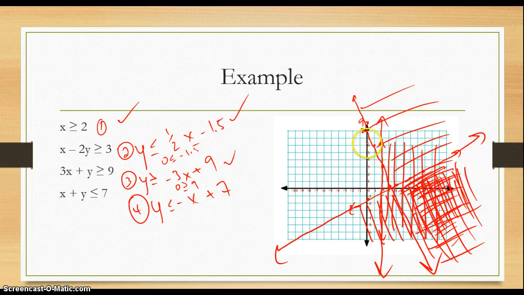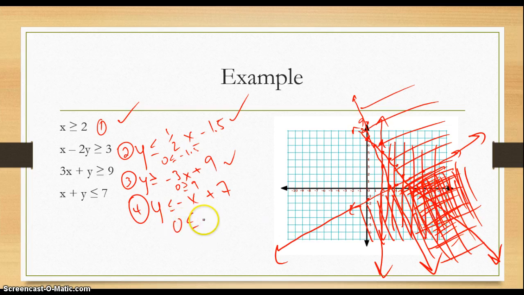Start at 7, down 1 over 1. So this line goes in this direction right here. Remember, it's a solid line. Okay, so that kind of cuts my solution almost in half right now. So we got to test it.